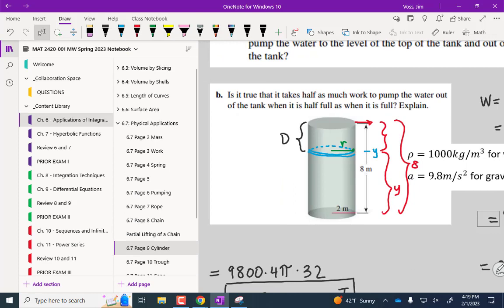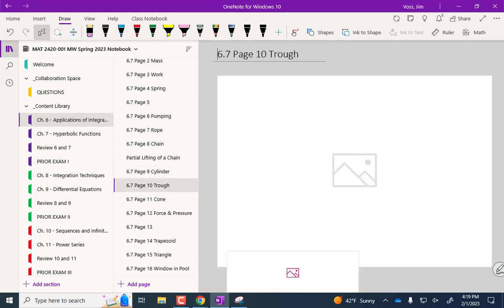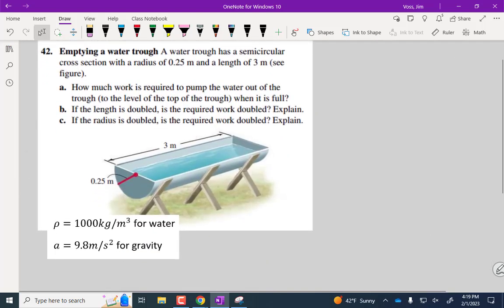All right, so let's change the look of the tank. Let's suppose we have a trough now. And same idea. We're going to suppose it's filled with water. We're going to pump it right out of the top. See what happens. So our formula, we know that work is going to be the integral of ADD volume. All right, so that's our generic formula.